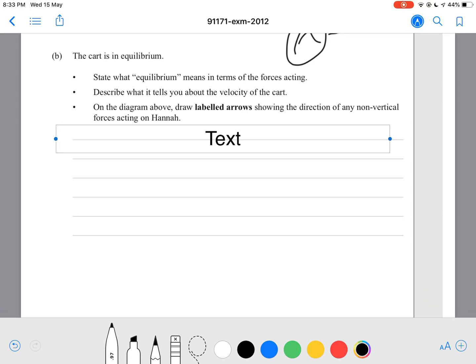Because the acceleration is actually 0, therefore the velocity is not changing. The velocity is constant. So therefore the cart is either moving at a constant speed or it is stationary, moving at 0 meters per second.